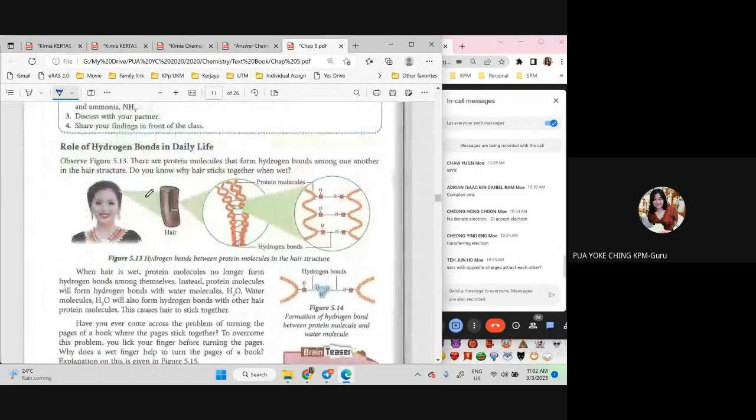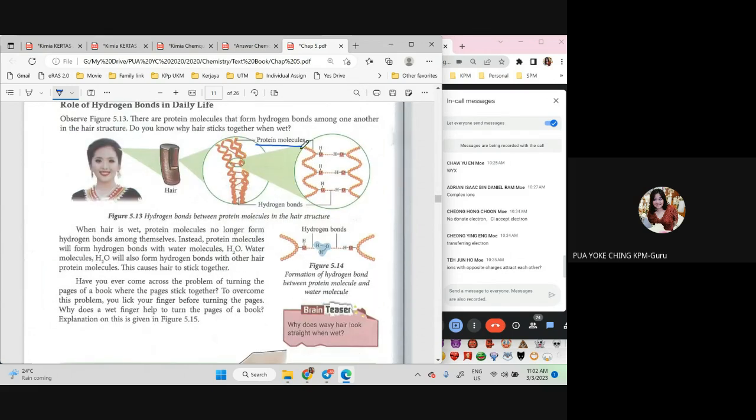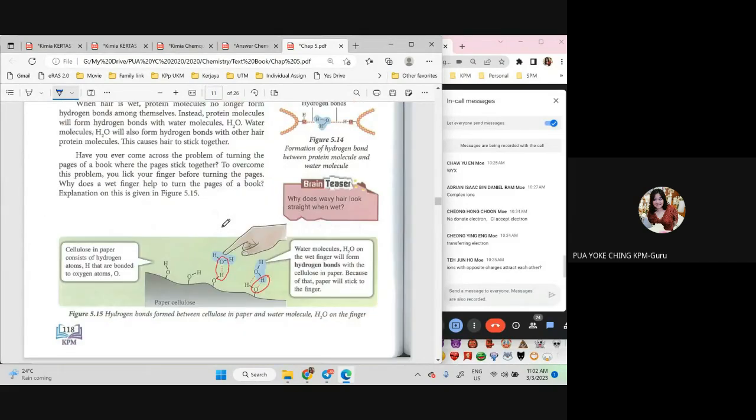So kalau example, ada hair. So in your hair, you have your protein molecule. Okay. When there's hair, is protein molecule. Dalam protein molecule pun ada O. Okay. When there's paper, okay, paper pun ada. O daripada air di tangan akan tertarik dengan H di paper.